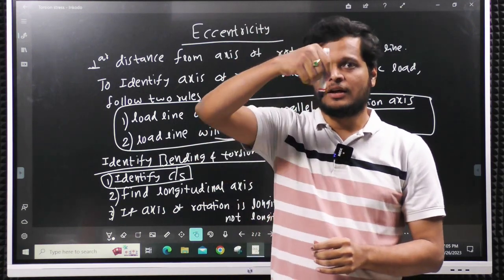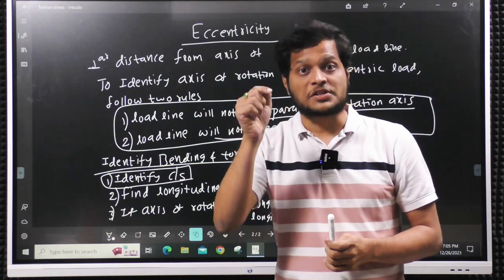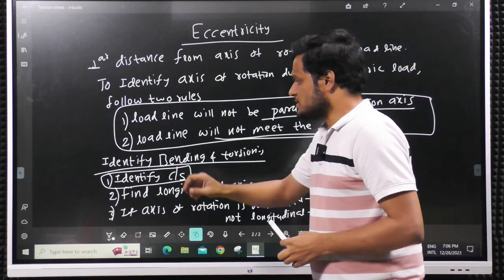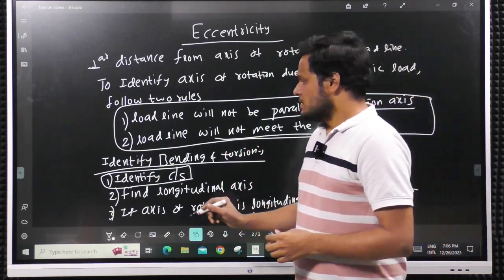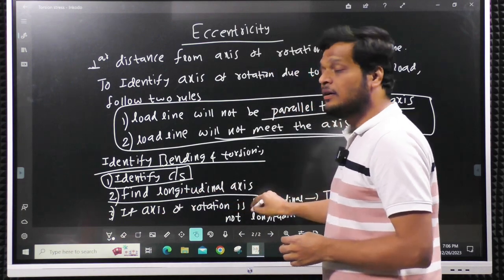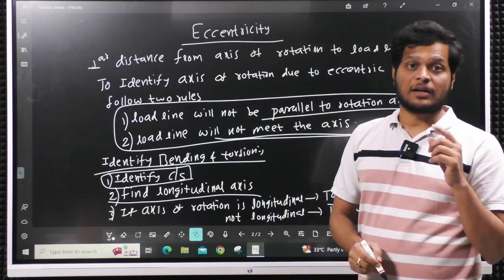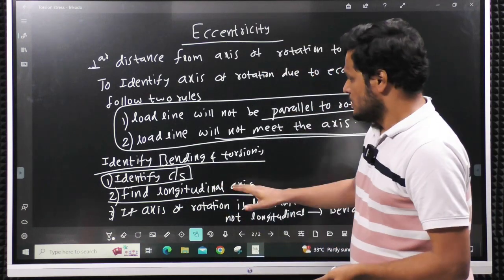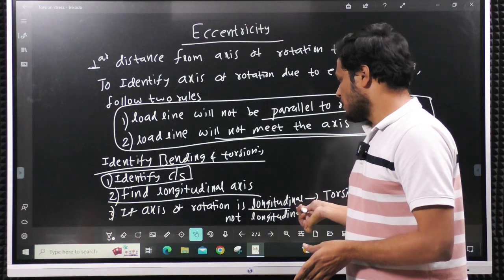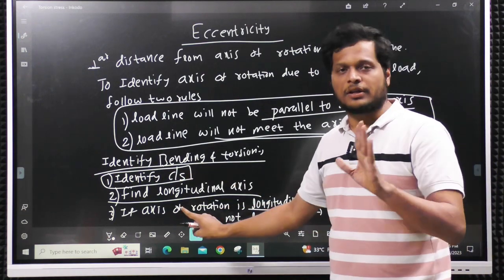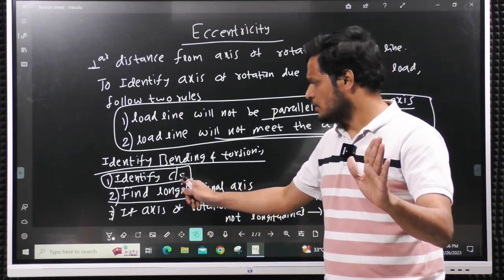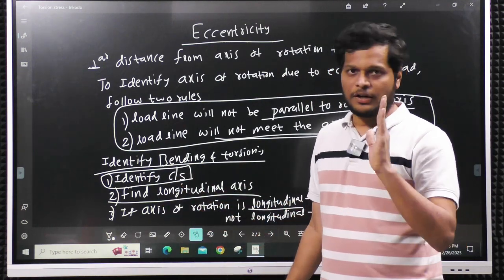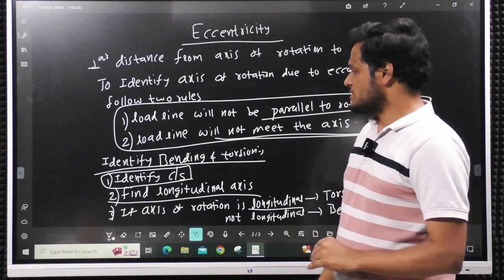Generally we think the longer circle is the cross section, but no, the shorter circle is the cross section. How to identify that? We will tell you. First thing is to identify the cross section. Second, find the longitudinal axis. After finding the longitudinal axis, if the axis of rotation is longitudinal... Okay, first identify the cross section. Once you identify the cross section, we will get what the longitudinal axis is. How will we get the longitudinal axis? We will tell you a small definition for that, and you will easily identify it.